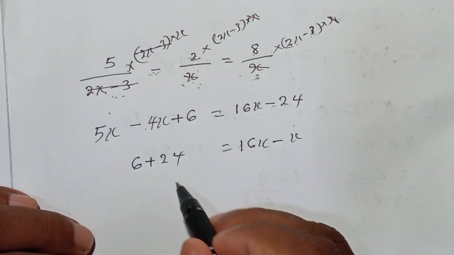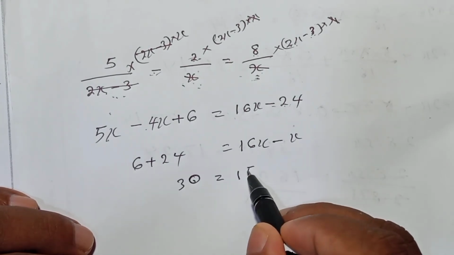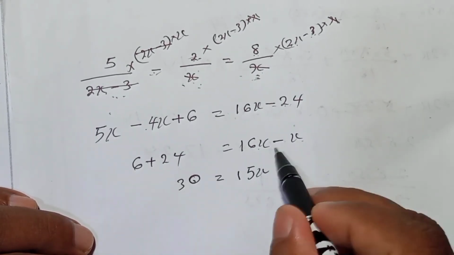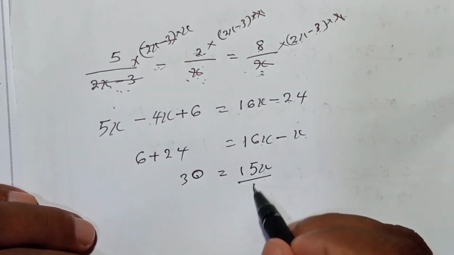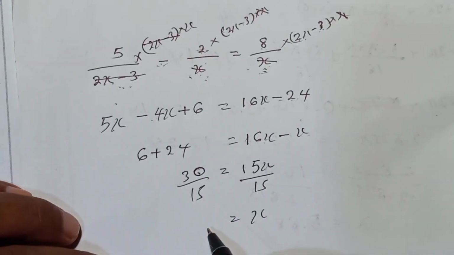Okay, here 30 and here 15x. 16x minus x means 15x. Then if you divide both sides by 15, you will have the answer x equals 2.